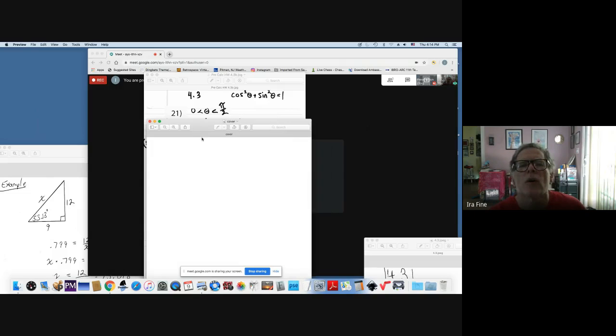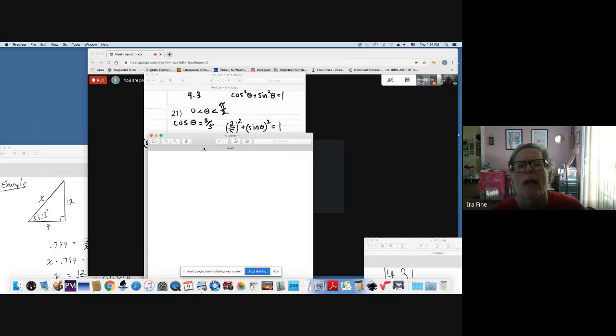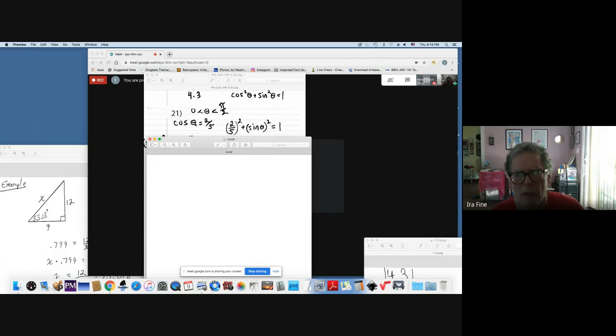So in this problem, they say we have an angle, and the angle is in the first quadrant, because remember, pi over 2 is 90 degrees. And they say the cosine of the angle is 2/5. What is the sine of the angle? Okay, so we know that for any angle, cosine squared, which is 2/5 squared, that's the cosine of the angle, plus the sine of the angle squared, which we don't know because we want to find the sine, equals 1.